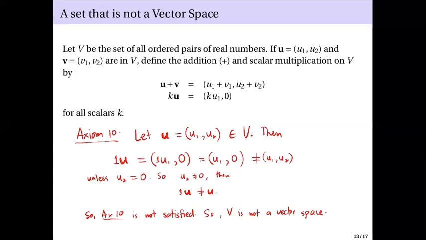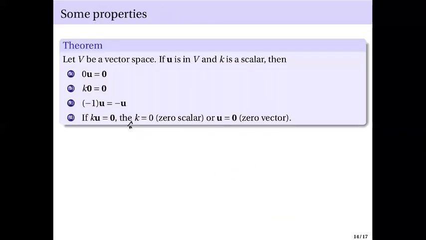Now, let us look at some properties of vector spaces. Here, we let V be a vector space. It means that this V will have some binary operations, particularly the addition and the scalar multiplication. And furthermore, all the 10 axioms are satisfied. So let V be a vector space. Now, if u is in V and k is a scalar, then we have the following properties.